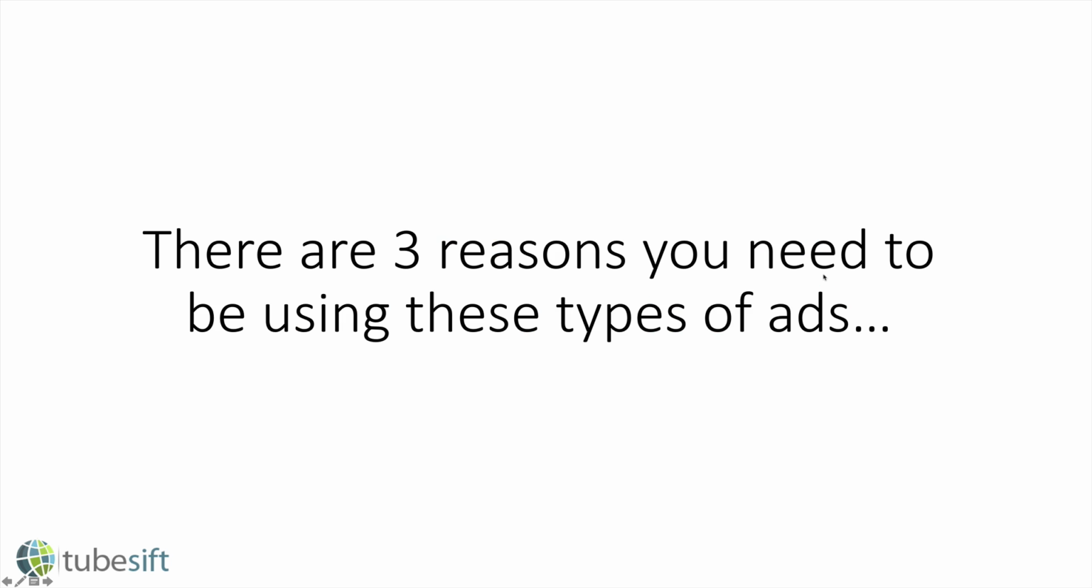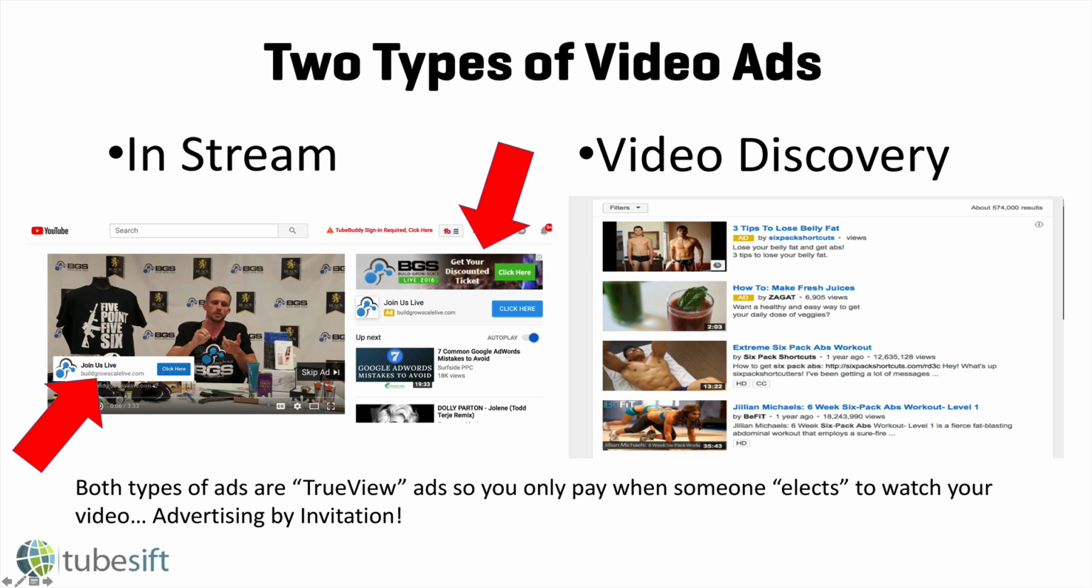Then we've got the video discovery ad, and you can see right here, this takes advantage of the fact that YouTube's the second largest search engine on the web behind Google. So somebody types in a keyword like how to lose weight fast, and boom, 3 tips to lose belly fat pops up, and you can then click on this ad and watch it. The advertiser is charged when the viewer clicks on it, because if they don't click on it, it's not a view and you're not going to be charged. But if somebody clicks on it, then they have elected to watch it, and that's why they charge you there. So both of these are TrueView ads, and I'm going to show you how to set each one up today.